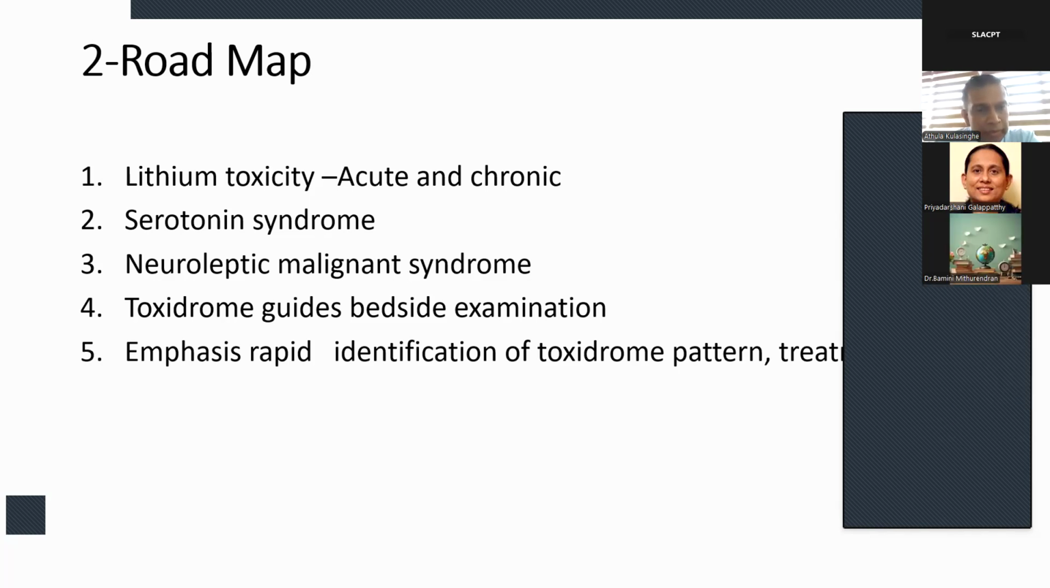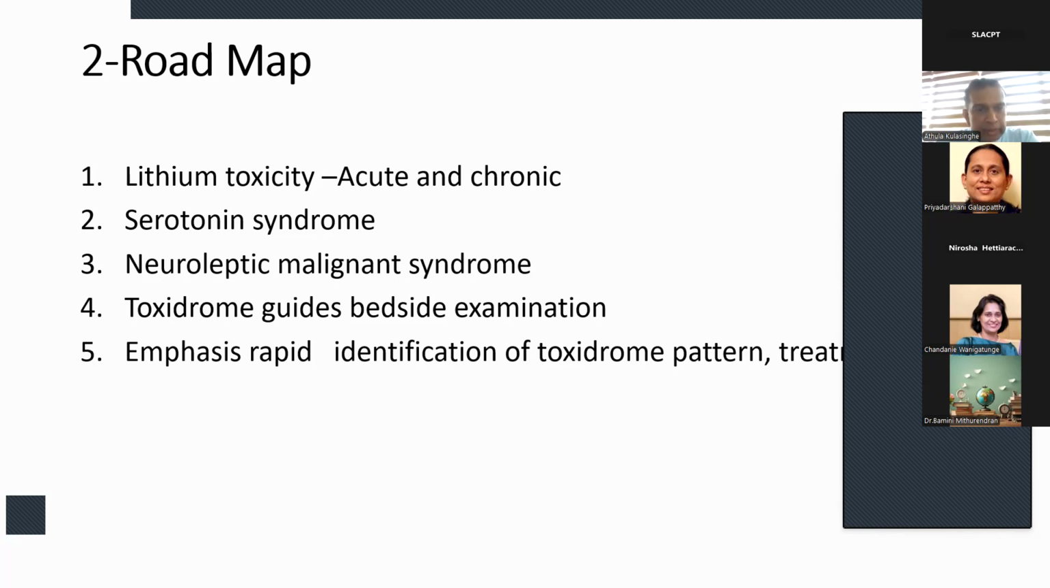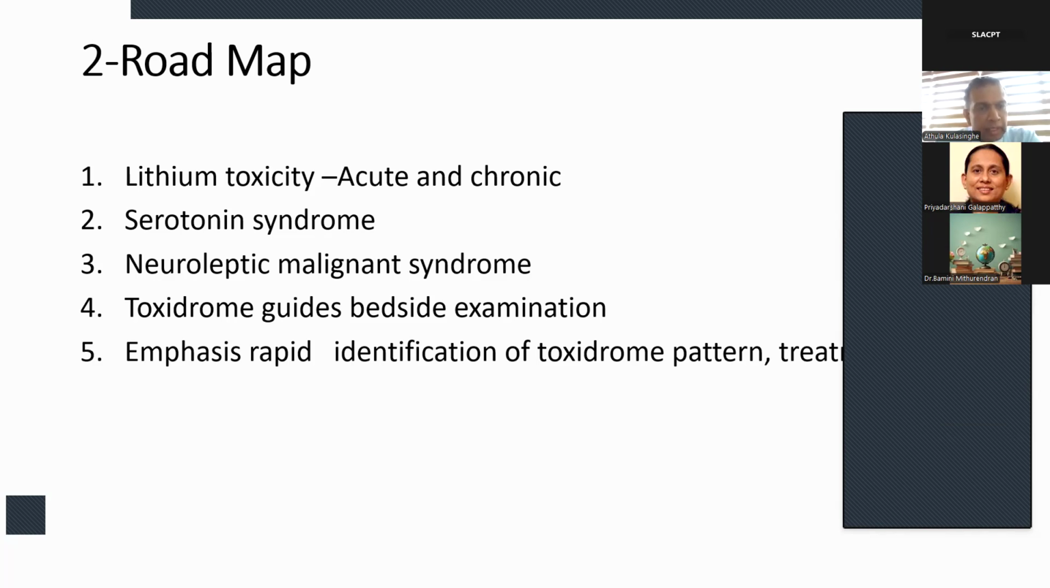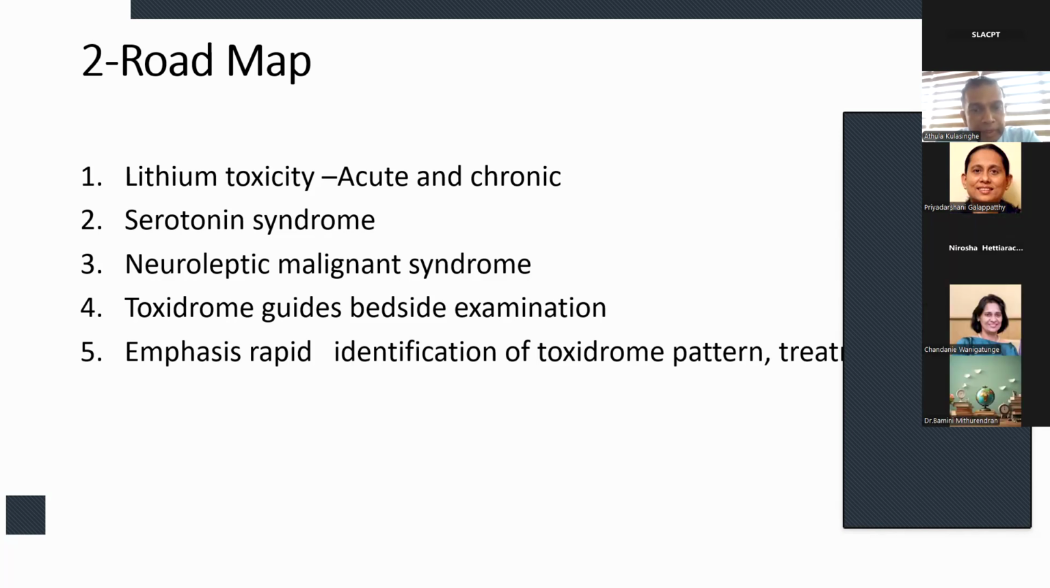And thirdly, I'm going to discuss neuroleptic malignant syndrome, which is the main deadly side effect of antipsychotic drugs. In addition, my purpose is to teach the juniors the relevant toxidrome-guided bedside examinations. This is very important. I want to emphasize the identification of the toxic pattern and treatment options. I'm going to discuss the treatment principle-wise.